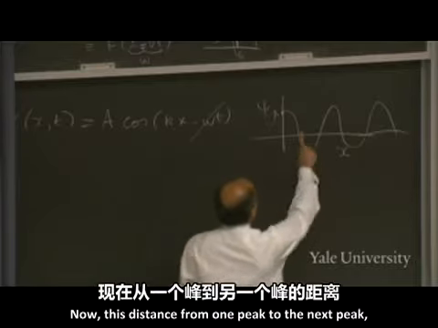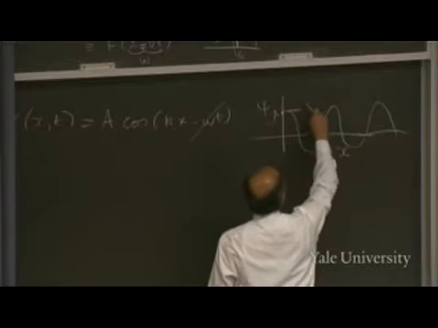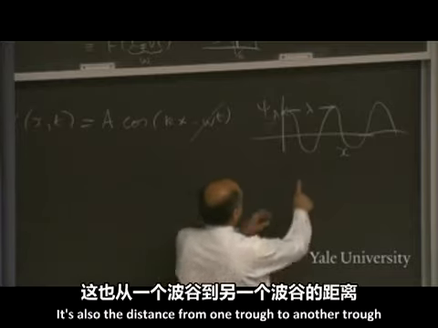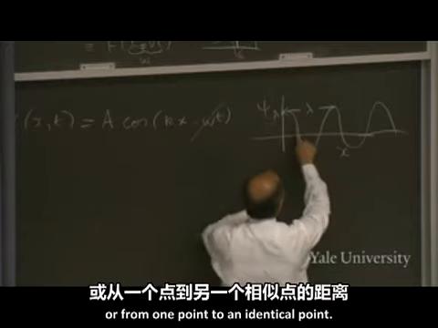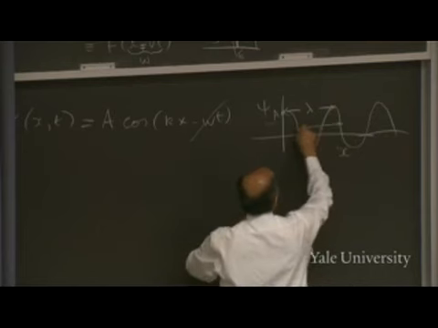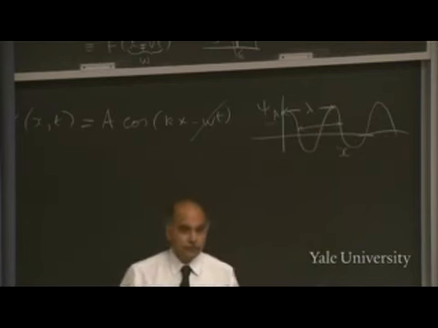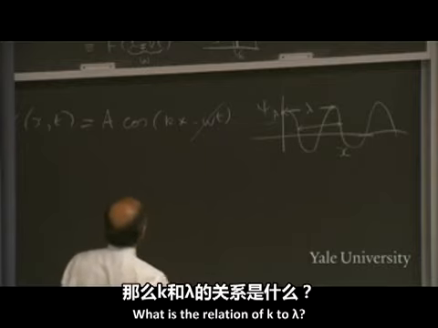Now, this distance from one peak to the next peak we call the wavelength. It's also the distance from one trough to another trough, or from one point to an identical point. That distance where you repeat yourself is called lambda. What is the relation of k to lambda?